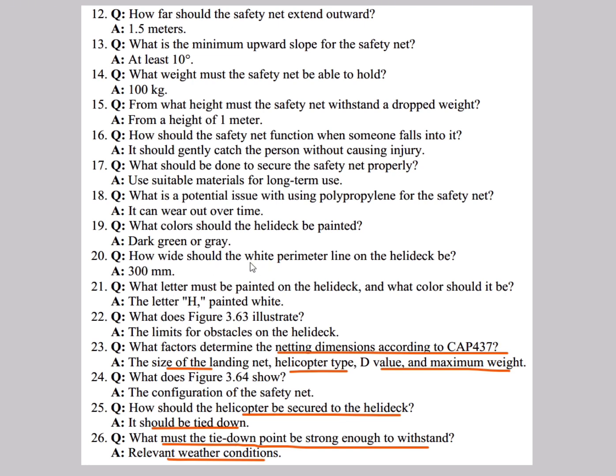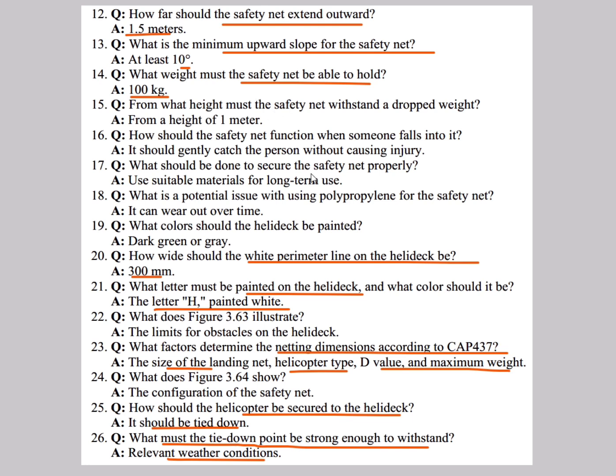And how wide should the white perimeter line be? That is 300 mm. What letter must be painted on the helideck, and what color should it be? That is the letter H, painted white. And what weight must the safety net be able to hold? 100 kg. What is the minimum upward slope? 10 degrees.